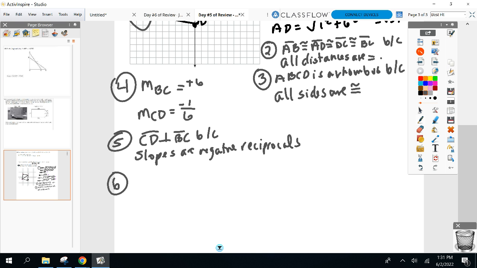Slopes are negative reciprocals, so what do I know about angle C now? Angle C is a right angle because perpendicular lines form right angles, right? And now we have a what? You just proved a right angle. What do I have now? This is a square, right? ABCD is a square.